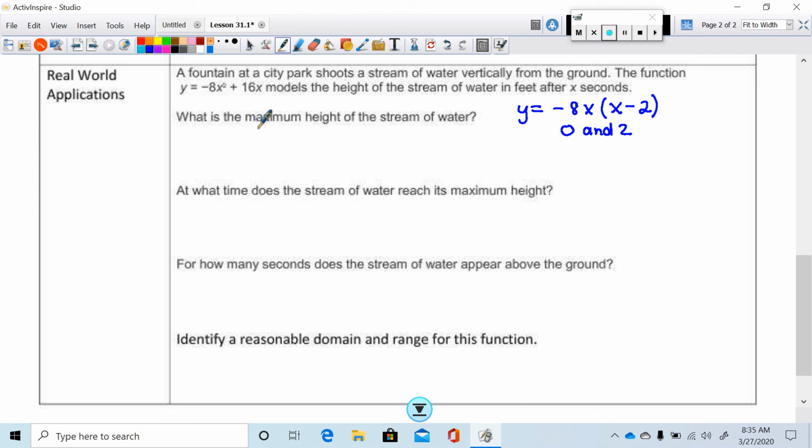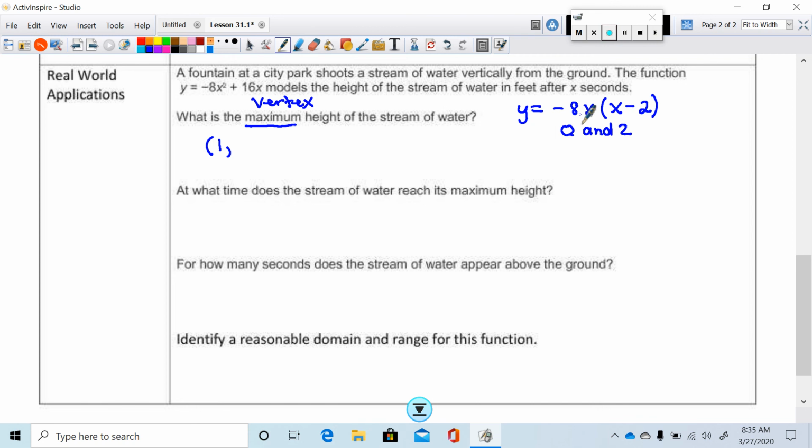Now the height, the maximum, is always talking about the vertex. And the vertex will be halfway between the x-intercepts. The axis of symmetry will be halfway between the x-intercepts. So halfway between 0 and 2 is 1. So 1 is the x value of my vertex.